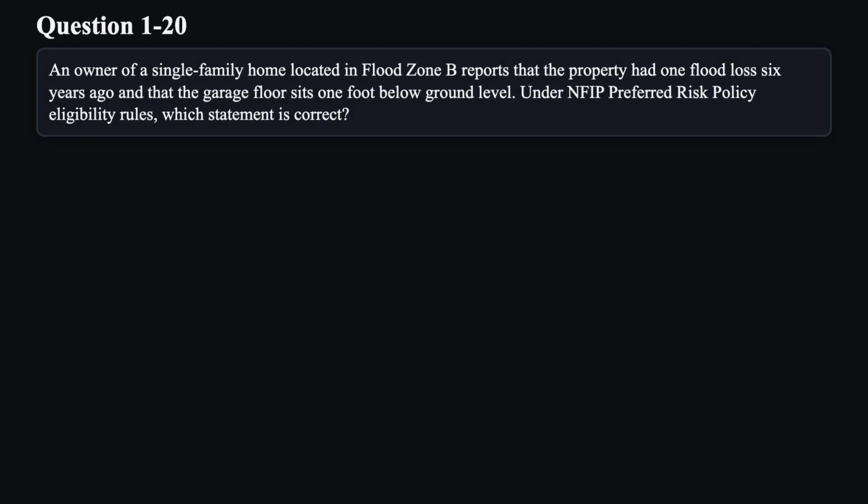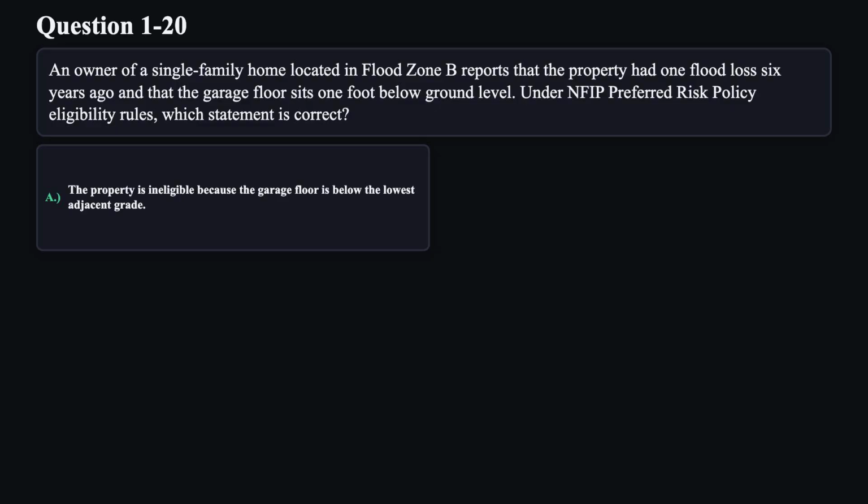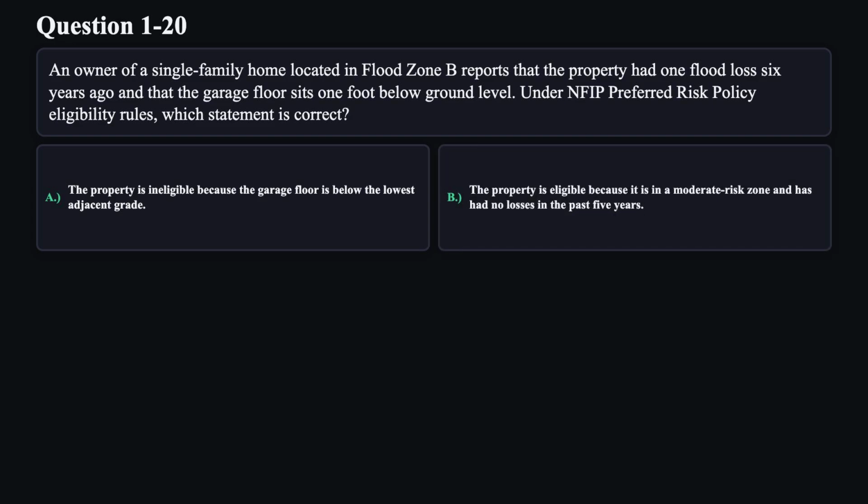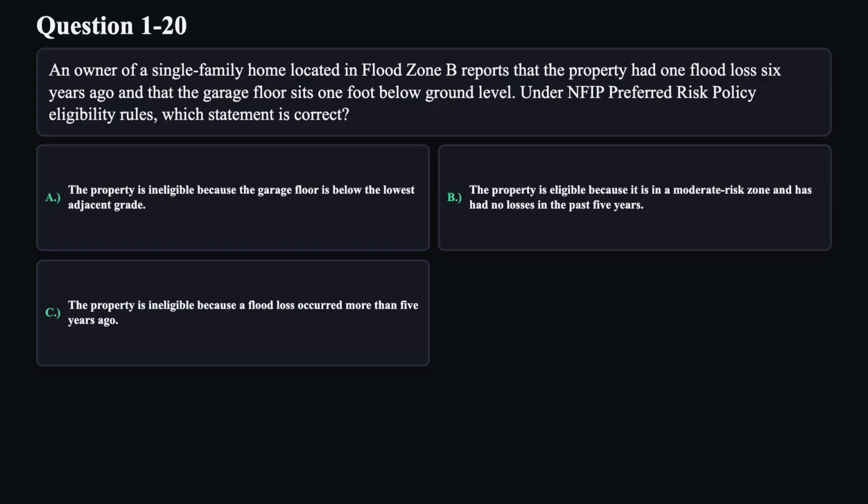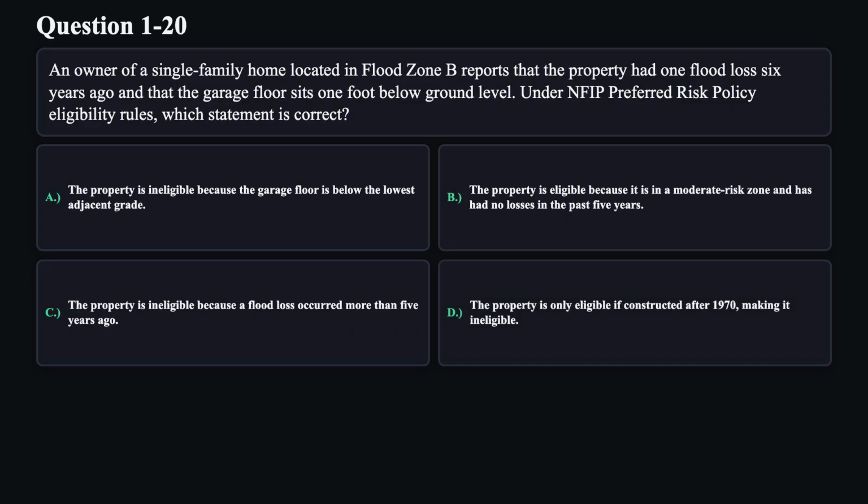Question 20. An owner of a single-family home located in Flood Zone B reports that the property had one flood loss 6 years ago and that the garage floor sits 1 foot below ground level. Under NFIP Preferred Risk Policy eligibility rules, which statement is correct? A. The property is ineligible because the garage floor is below the lowest adjacent grade. B. The property is eligible because it is in a moderate risk zone and has had no losses in the past 5 years. C. The property is ineligible because a flood loss occurred more than 5 years ago. D. The property is only eligible if constructed after 1970, making it ineligible.